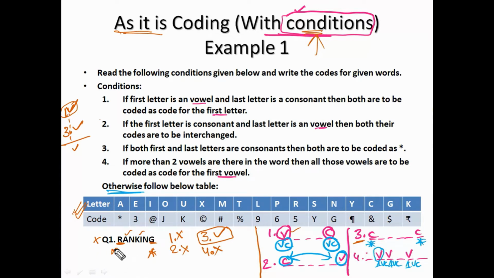Okay, so here the answer is A. Code is again star. N. N is G. K is a rupee symbol. Next I. I is at the rate. And N is G. So here the answer is star, G, rupee, at the rate, G and star. That is the answer. Search for this option.